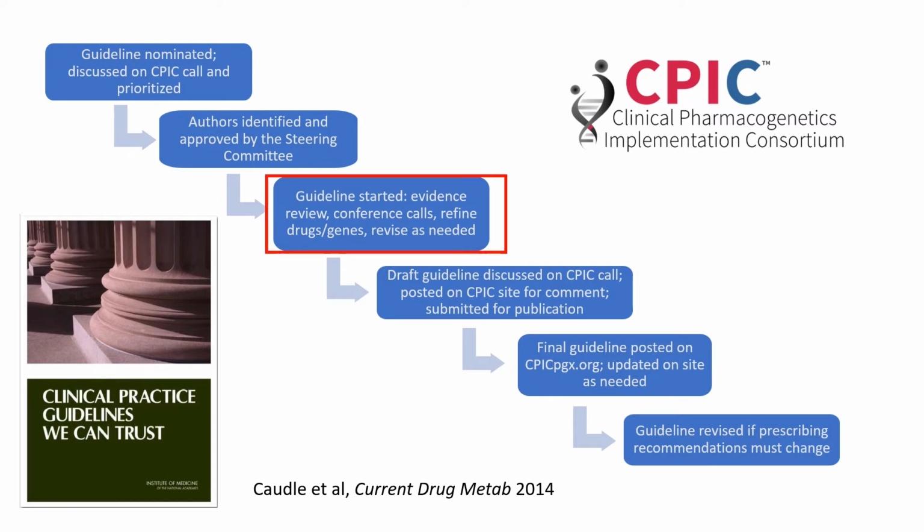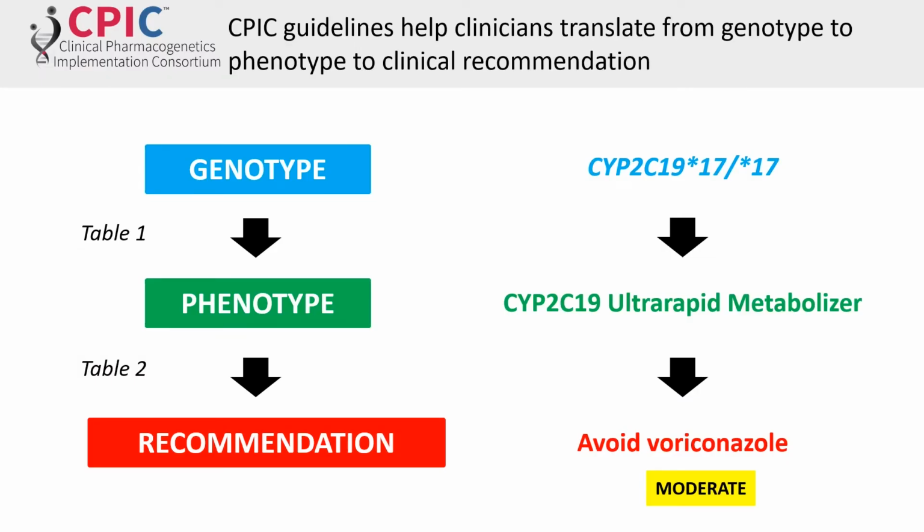So I'm going to go into a bit more detail about what is in a CPIC guideline and how we get to that. So here you see this is very simple, but I think this is really all you need to know about a CPIC guideline. If you understand this, then you can use a CPIC guideline. So we really have all the resources you need to translate that genotype to a phenotype to that clinical recommendation.